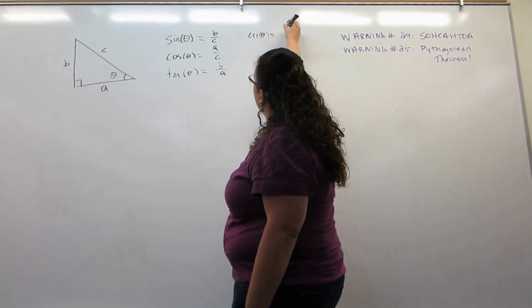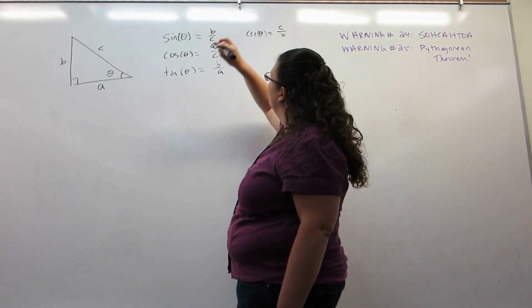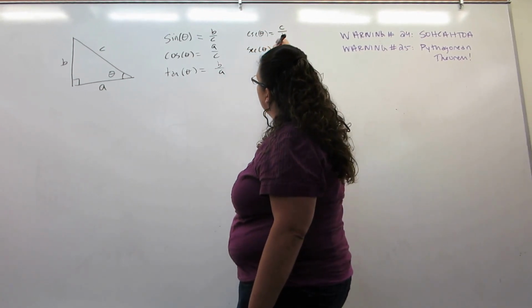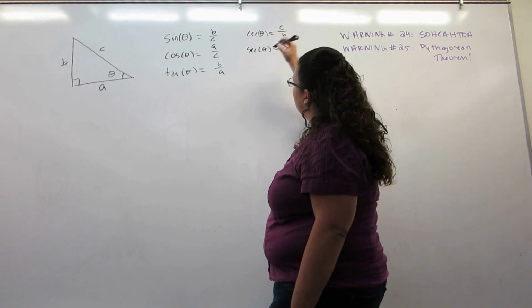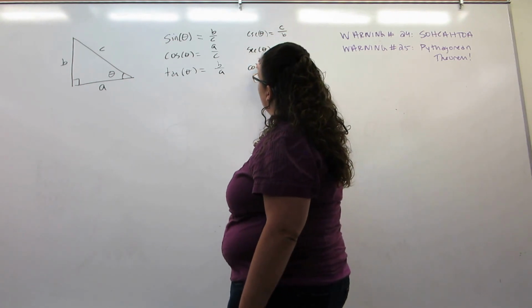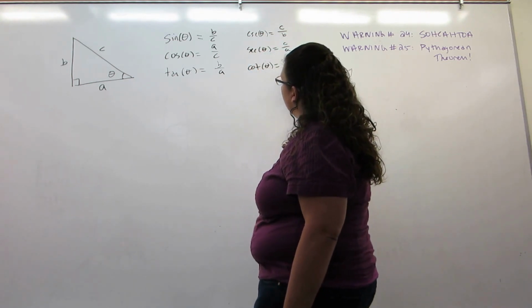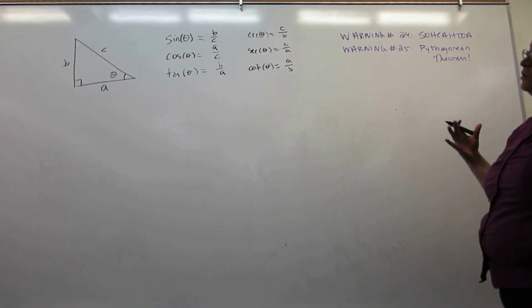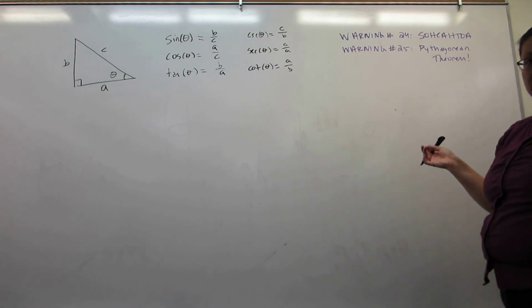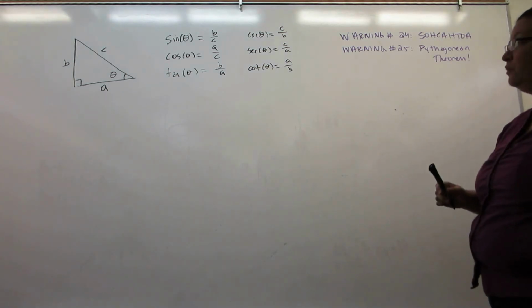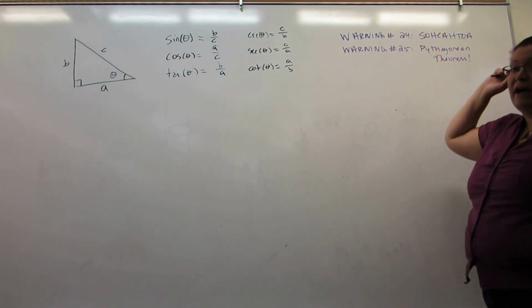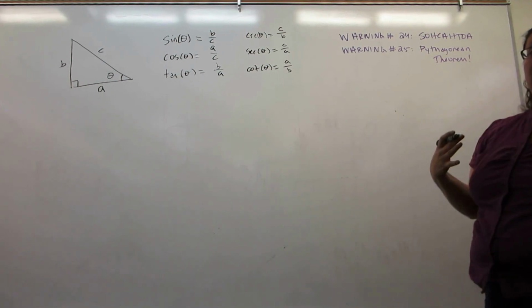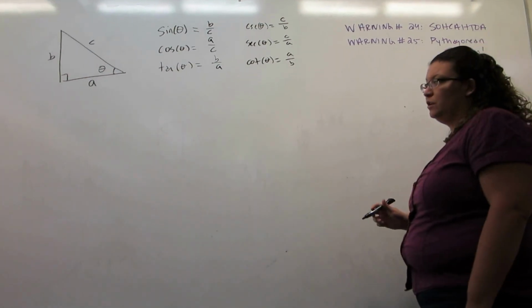Cosecant of theta is defined to be c over b. Secant of theta is defined to be c over a. And cotangent of theta is defined to be a over b. Now, I don't expect you to learn these based on a's, b's, and c's. Okay? The easiest way to remember these is using the acronym SOHCAHTOA. So this is warning number 24, to not forget SOHCAHTOA.